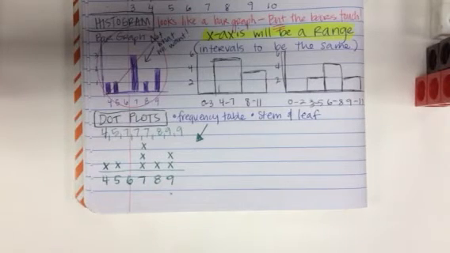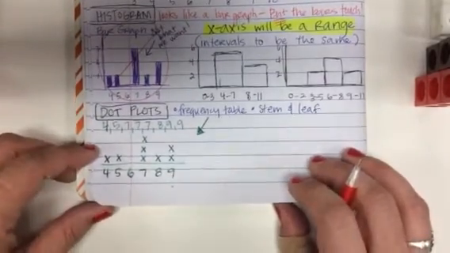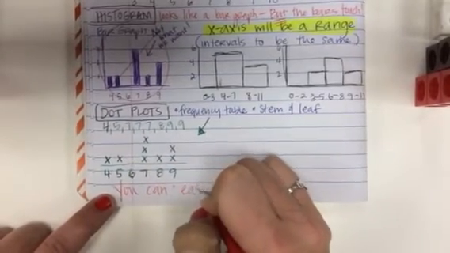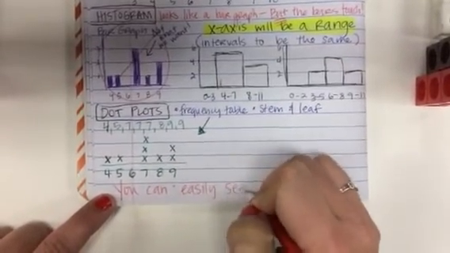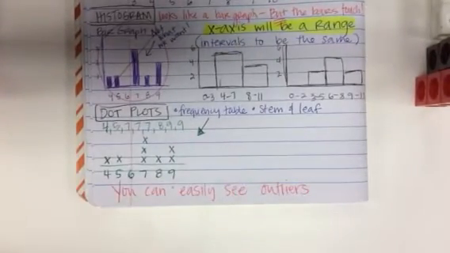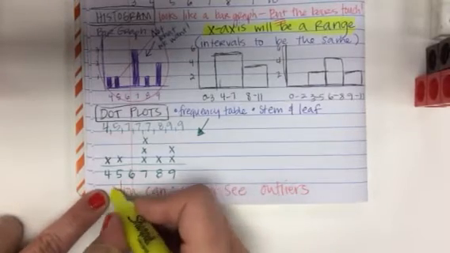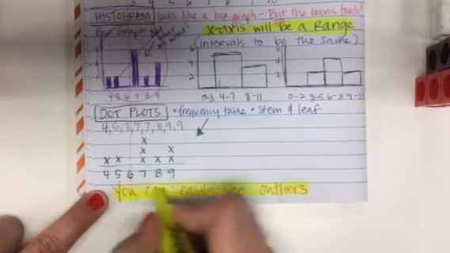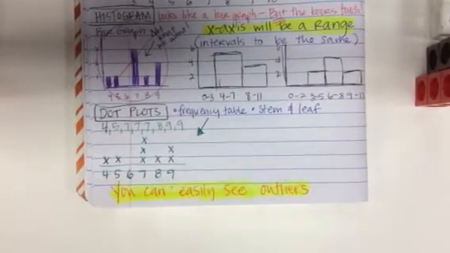A dot plot is awesome because, and I'm going to put this at the very bottom, you can easily see outliers. Dot plots are great. That's why a dot plot's fantastic. I can easily visualize what numbers don't belong.